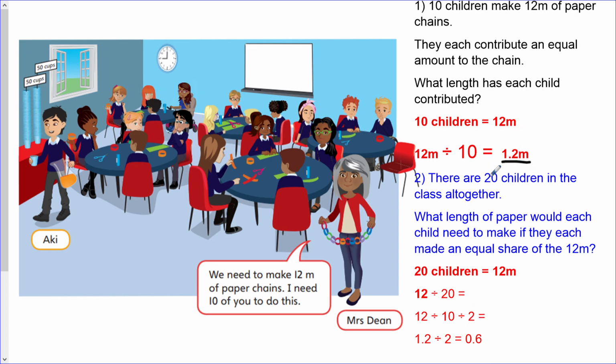Now here, we've already worked out what 12 divided by 10 is. It is 1.2 meters. So now all that's left for us to do is to divide it by 2, and 1.2 divided by 2 is equal to 0.6. So our answer should have been 1.2 meters and 0.6 meters.